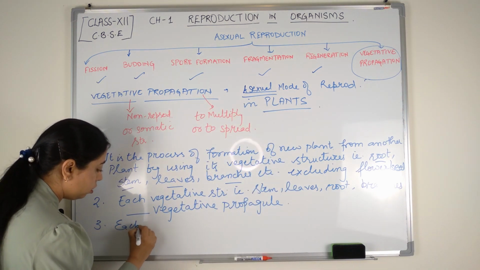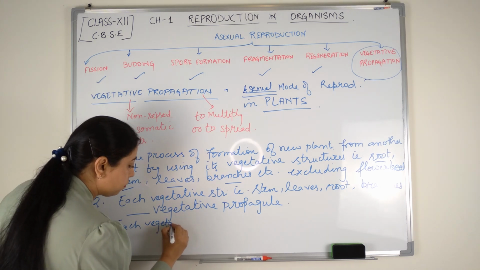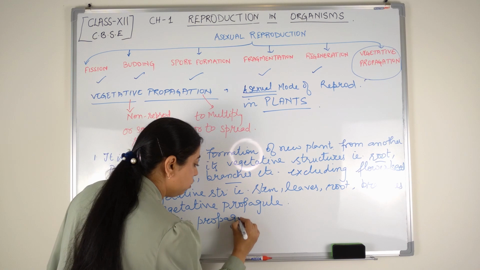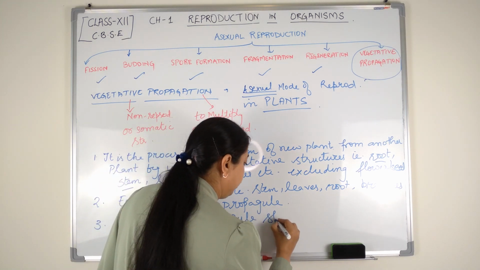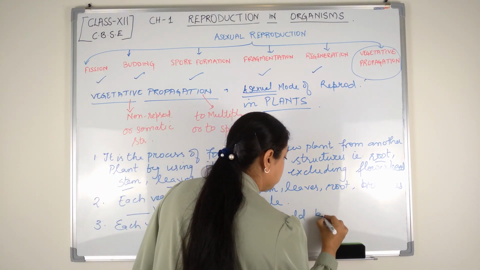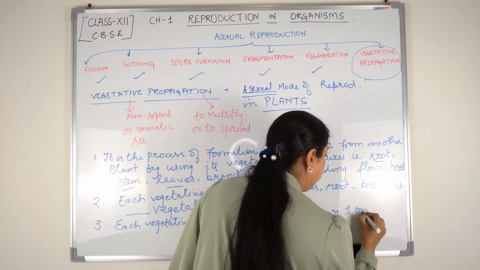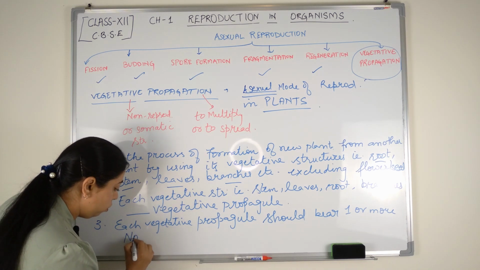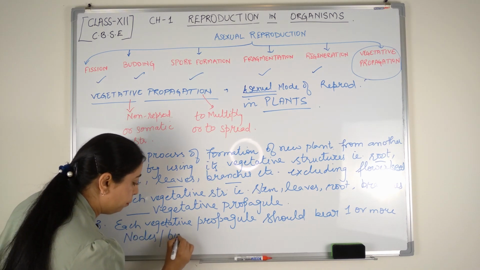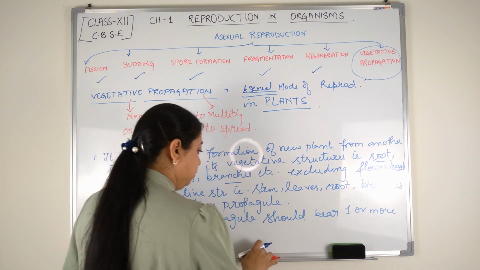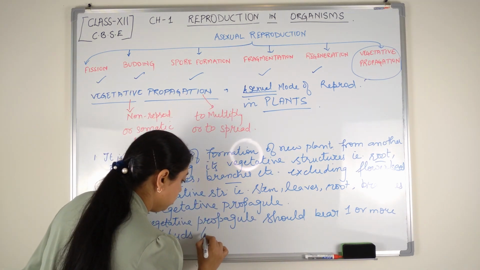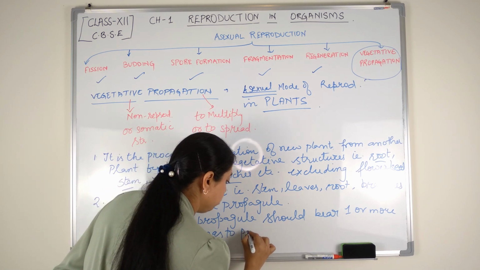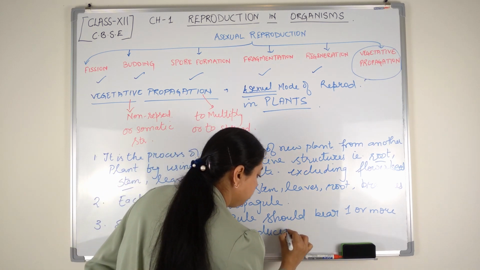So each vegetative propagule should bear one or more nodes or buds so as to produce a new plant.